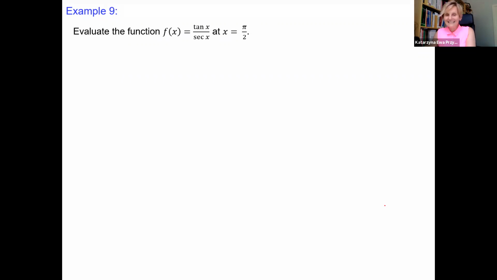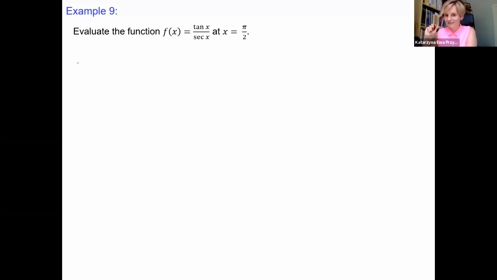Because I did say that we will mainly focus on 0 over 0, but let's try to see what we can do. When we substitute, we know, of course, that tangent and secant are not defined at pi over 2. Because tangent is basically sine of x over cosine of x, and sine of x at pi over 2 is 1, that's okay, but cosine at pi over 2 is 0.